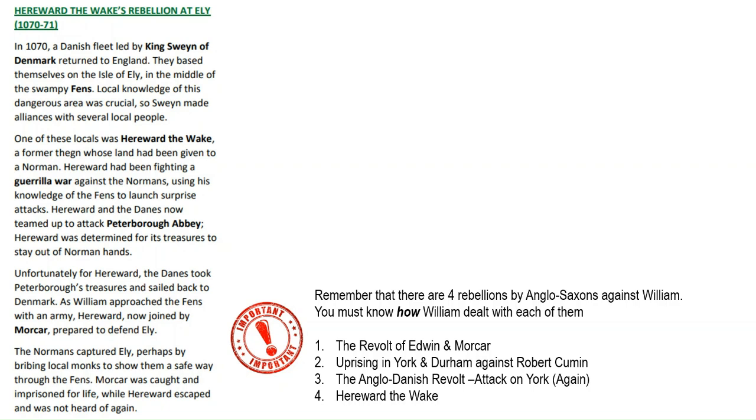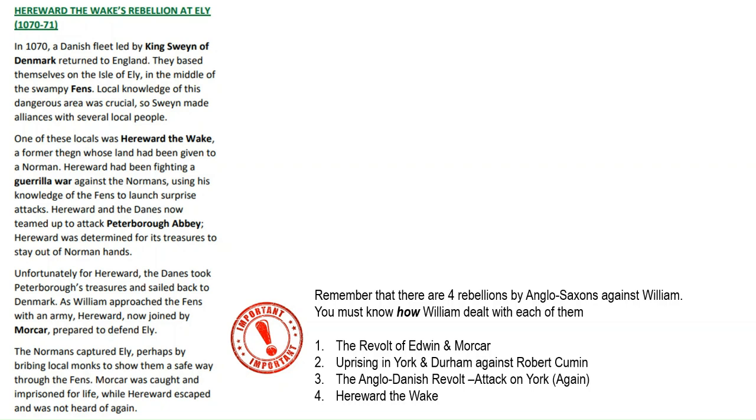He'd been fighting a guerrilla war against the Normans, using his knowledge of the fens to launch surprise attacks. So what he was doing is attacking the Normans and then getting back to the Isle of Ely. It was surrounded by swamp, and the Normans couldn't get near it. They tried, but they were sinking into the fens and drowning, so it was a good place for him to escape to. Herod and the Danes now teamed up to attack Peterborough Abbey.